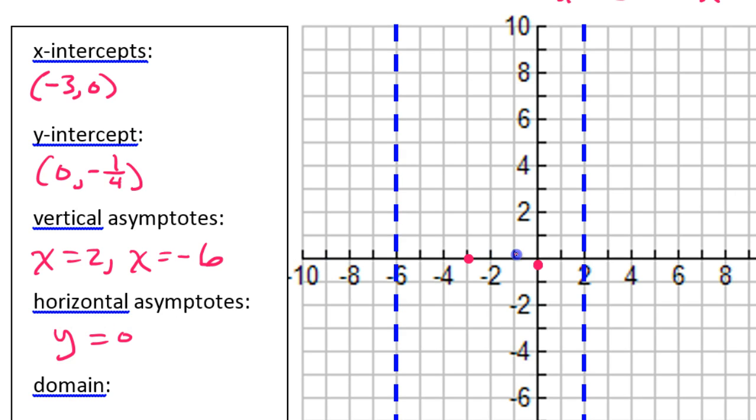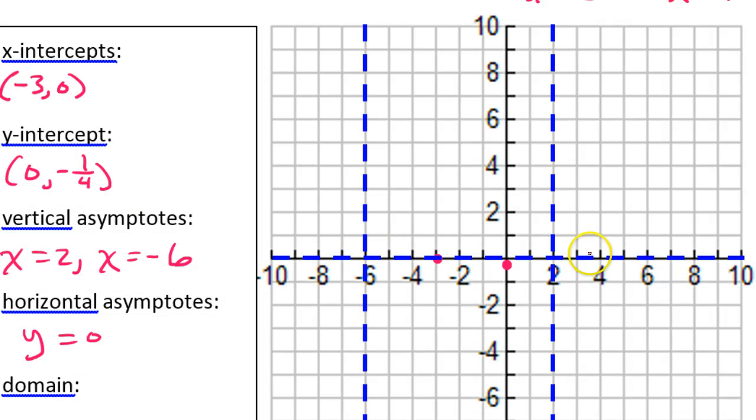All right, that's just the x-axis, so I'm going to go ahead and graph that. All right, so there you go. Notice that I have a point sitting right on the horizontal asymptote. The x-intercept, -3, 0, is on the asymptote.